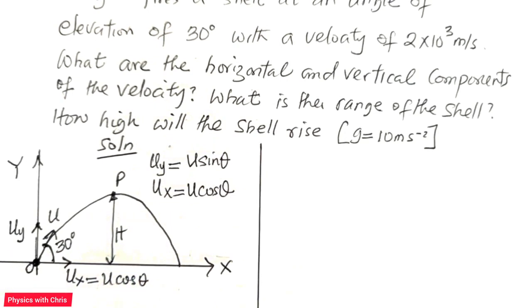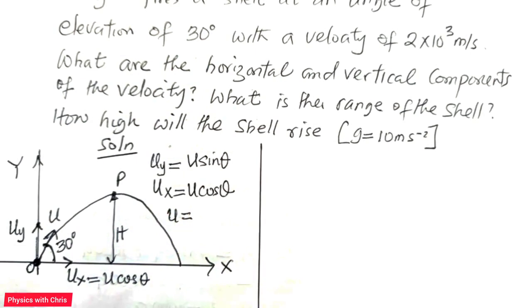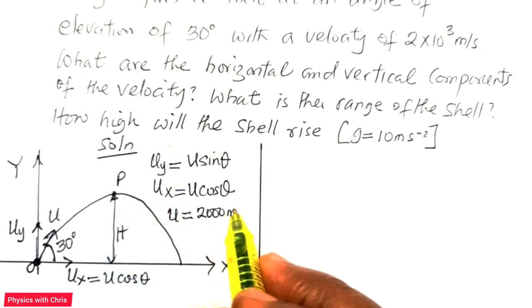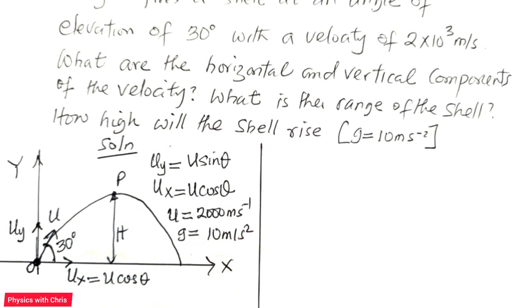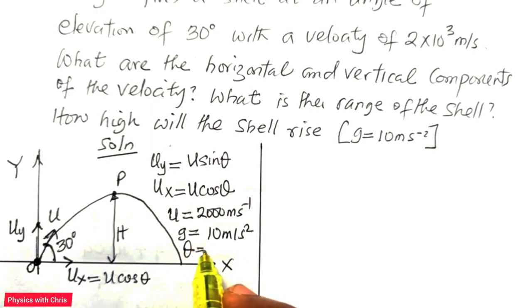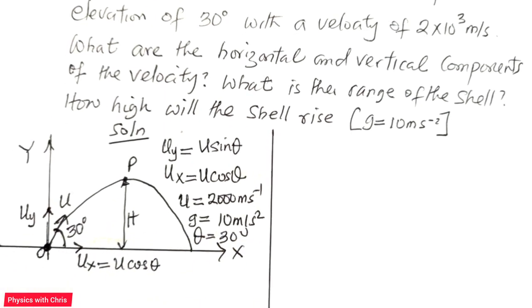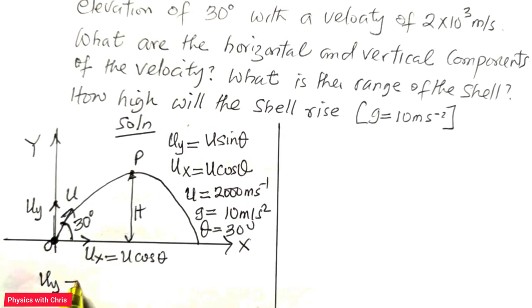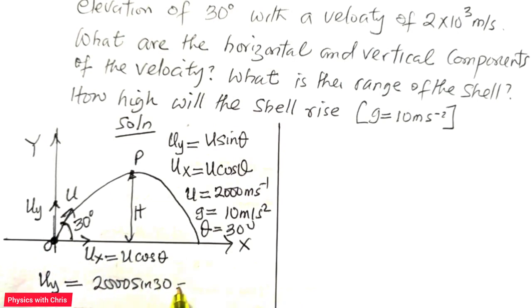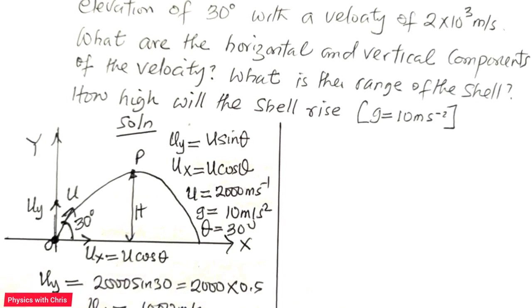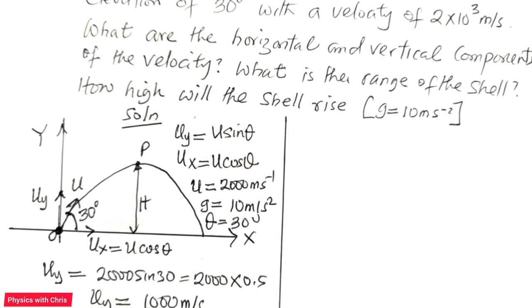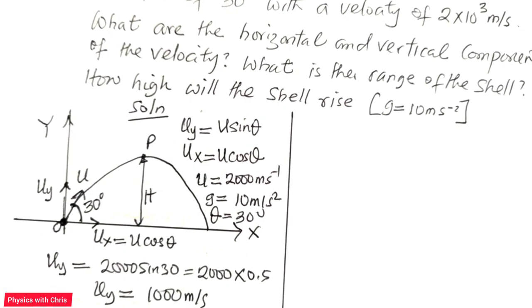With the parameters given, the initial velocity is 2 times 10 to the power 3, which is 2000 meters per second. I'm to take g as 10 meters per second squared, and the angle theta is 30 degrees from the question. So my uy will be equal to 2000 sin 30. That gives me 2000 multiplied by 0.5. Then uy gives me 1000 meters per second, the vertical component of the initial velocity.